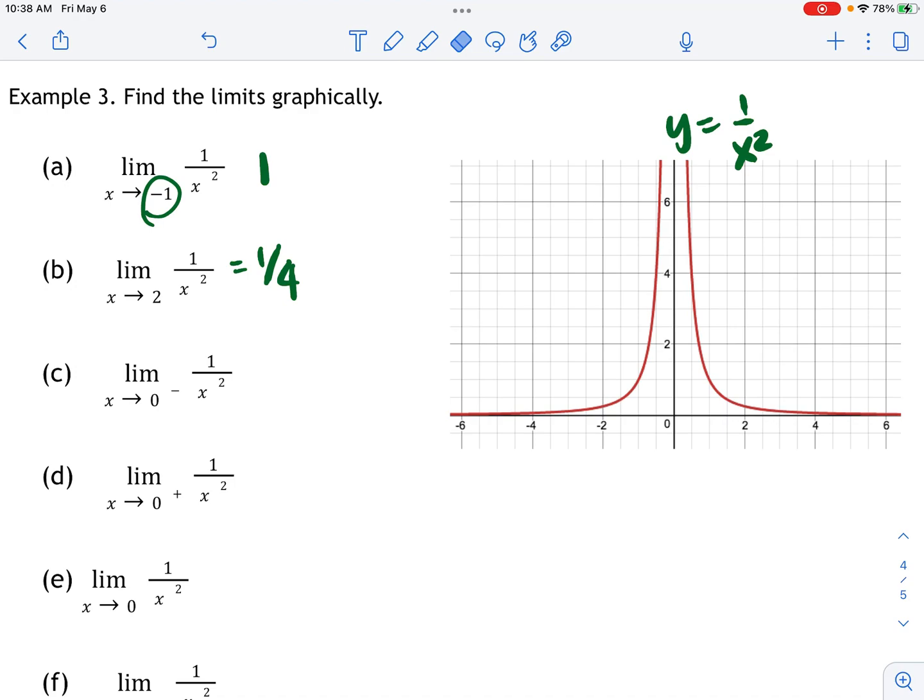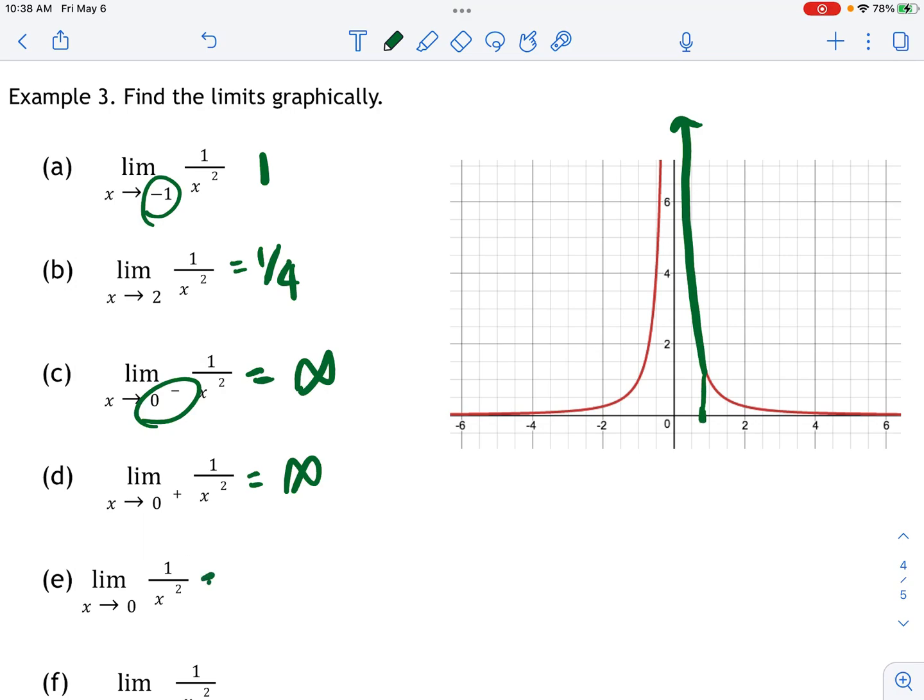Next one's a one-sided limit. It is 0 from the negative side. So I go to 0, a little to the left, find the graph, and as I come back to the right to get to 0, I just go higher and higher and higher forever. So that height is approaching a height of infinity. So infinity can be an answer to a limit question. Similarly with 0 from the positive side, we would find the graph, and it's getting higher forever, so it would be infinity.